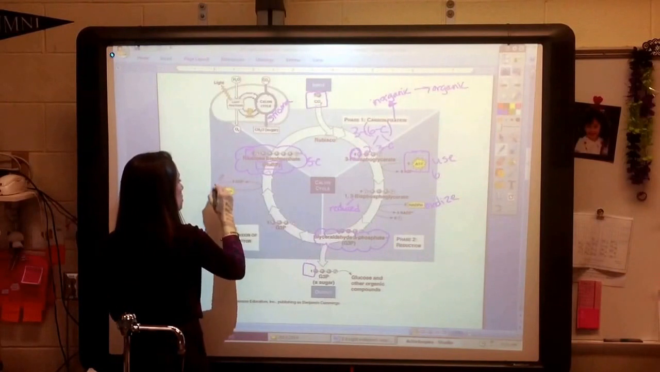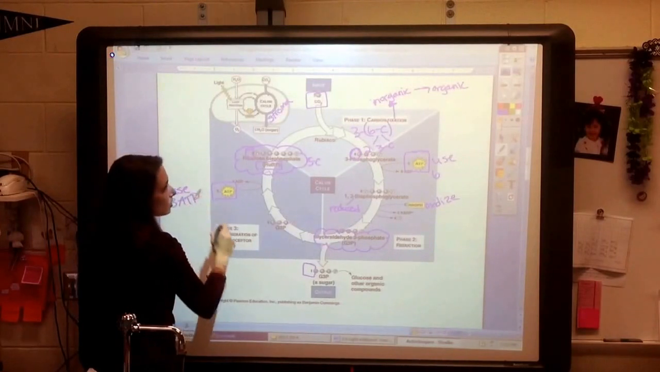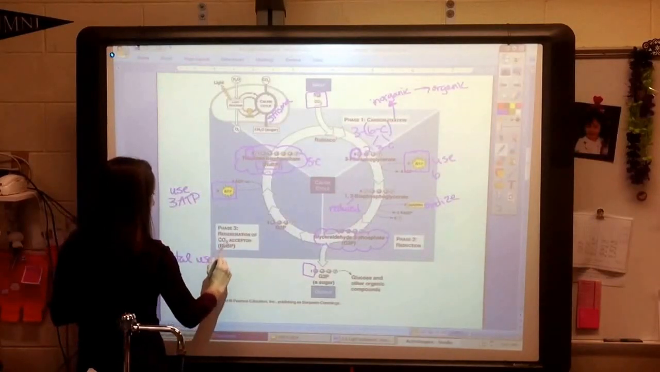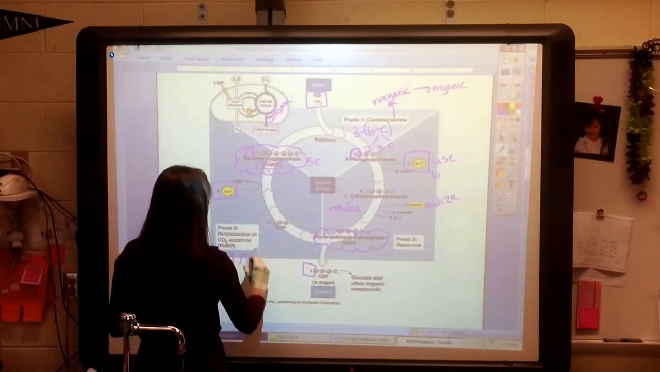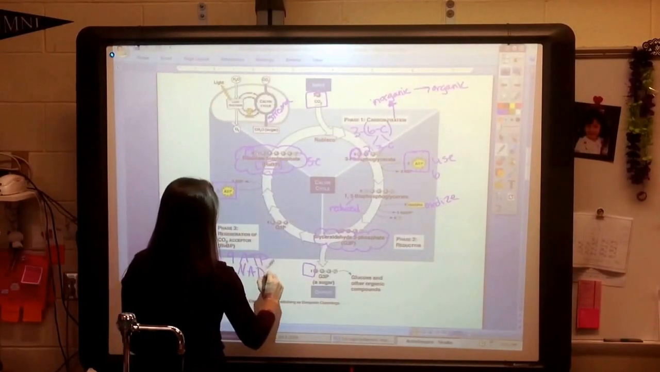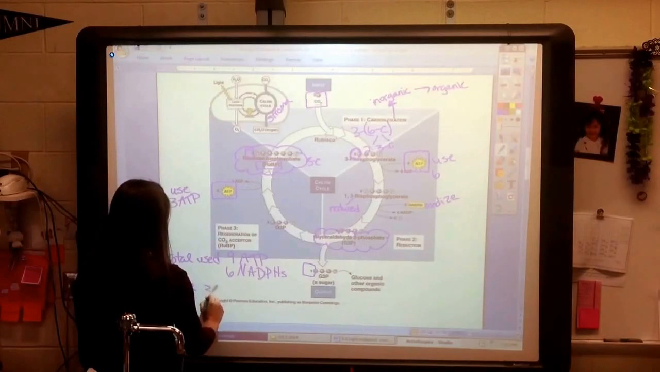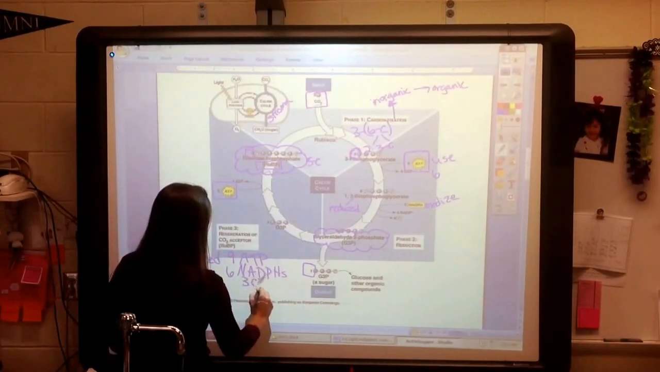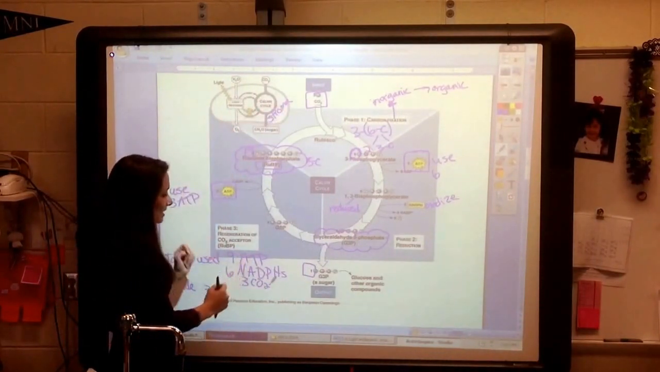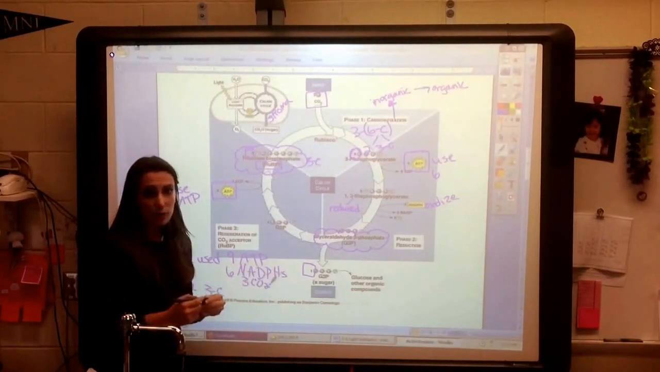You'll notice that we do need to use 3 more ATPs. So this means that we have actually used a total of 9 ATPs, 6 NADPHs, and we have made 1 3-carbon compound. We did use 3 CO2s as well. So we used 3 CO2s, 9 ATPs, 6 NADPHs, and I've made 1 3-carbon compound.